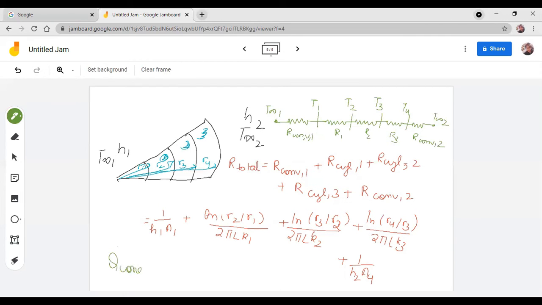Rate of conduction for this cylinder will be T infinity 1 minus T infinity 2 upon R total. Hence, we have derived the expression for heat conduction in multi-layered cylinders.